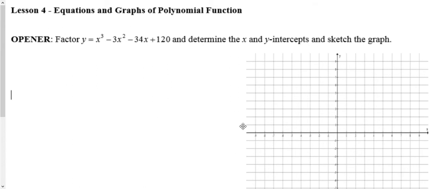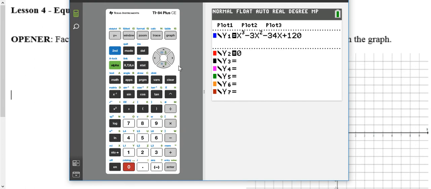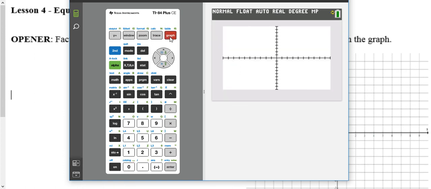So this question says to factor y equals x cubed, this equation here, and determine the x and y intercepts and sketch the graph as well. For the sketch, just try your best to sketch whatever you can do. For factoring, the very first thing I'm going to do is go straight to my graphing calculator. I already have y1 typed in and y2 equals 0. I'm going to hit graph right away.